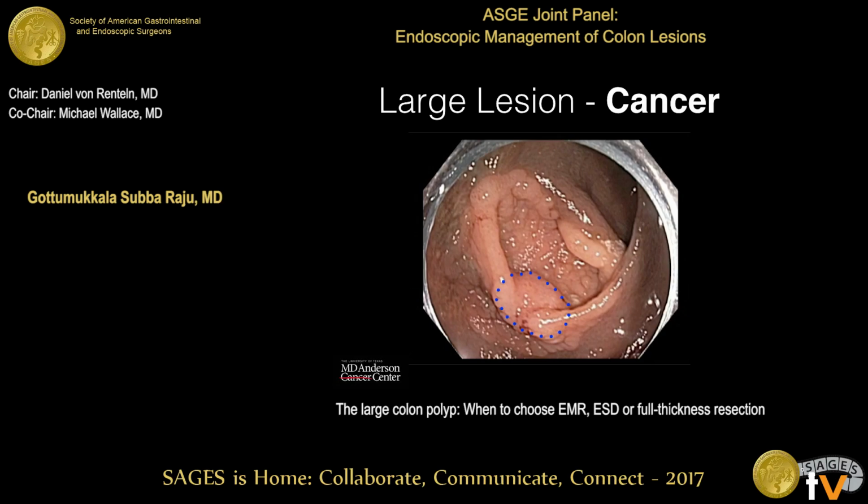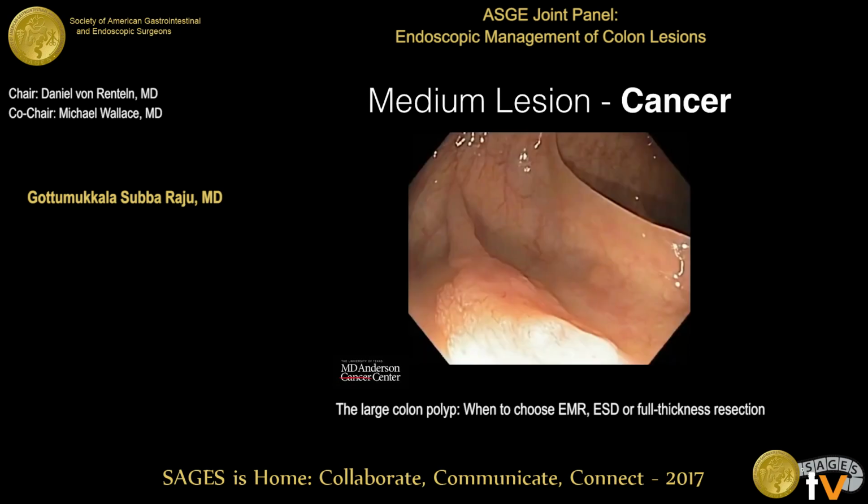In this lesion, as you can see here, that is the abnormal area. And when we biopsied that area, that came back as cancer. These are the lesions you should avoid resection, and these are all large lesions. How about this one? This is a medium-sized lesion. It's a sessile serrated adenoma with a flat area. Whenever you have a flat area, you should consider that there's a possibility of cancer. And this too came back as cancer.